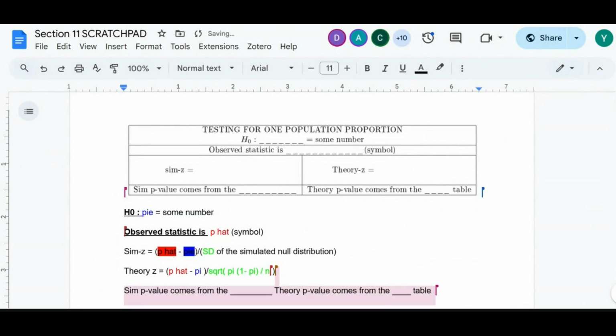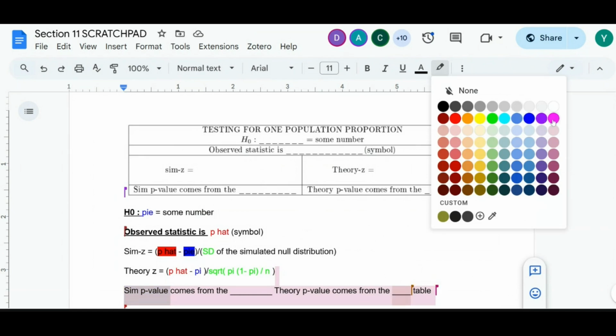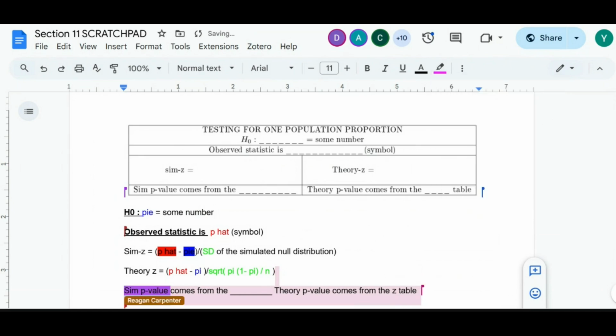Okay? And what color do we reserve for p-values? This has its own color. Blue, red, green are taken. What color did we introduce for the p-value? Very good, purple. So I'm going to do that. I'm trying to show you that whether it's simulation-based or theory-based, they are both p-values. It's not that one is not a p-value. They are both p-values. Very good.